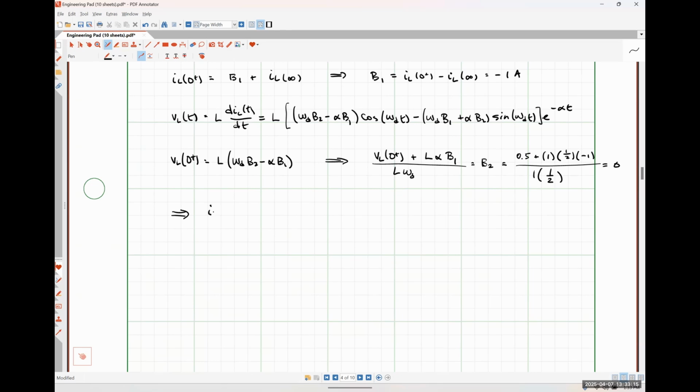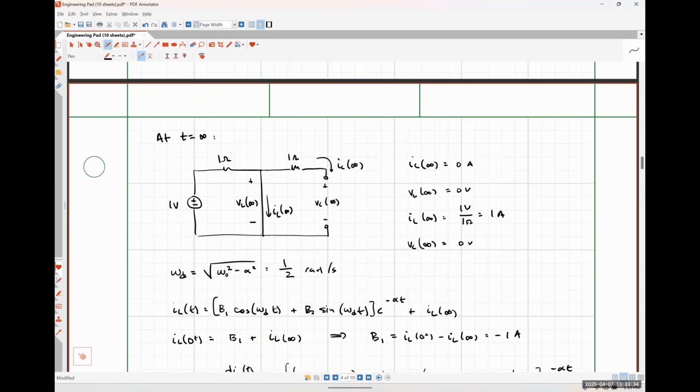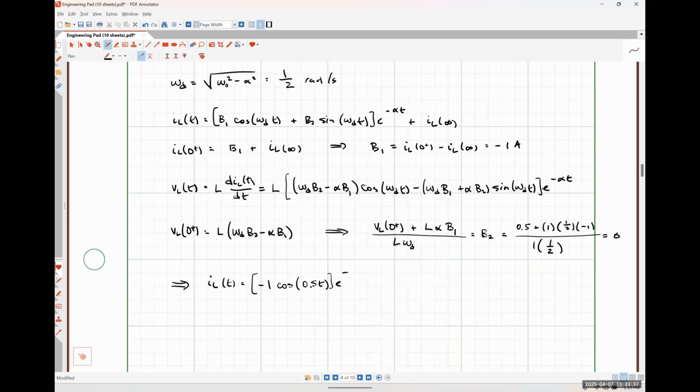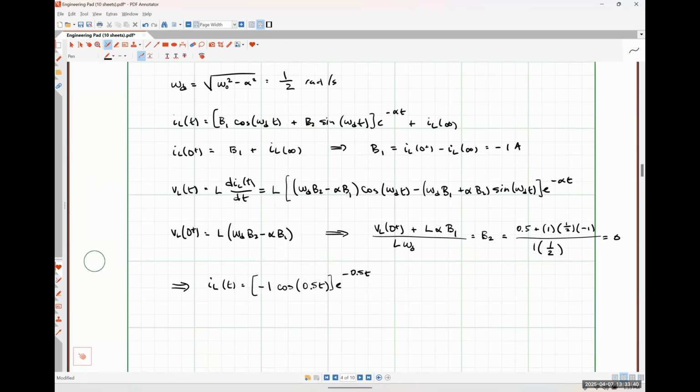So from this, we could say that IL as a function of time is -1 cosine 0.5t e to the minus alpha was also 1/2, if I'm remembering correctly. 0.5t plus 1 amp. Okay, let's simulate this and see how horribly wrong I got it.